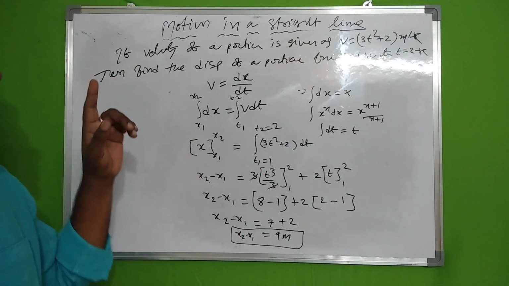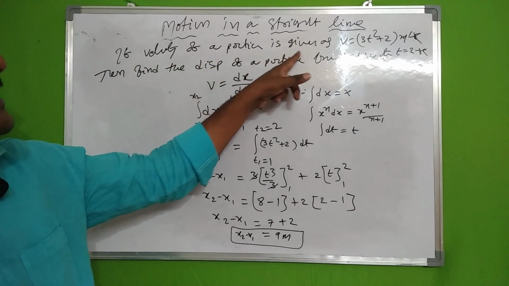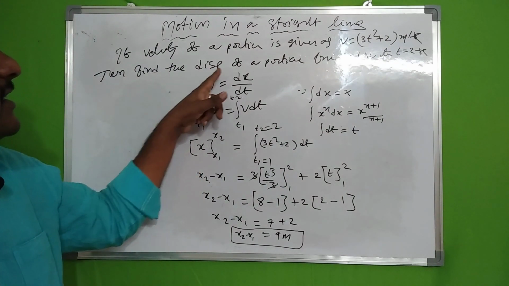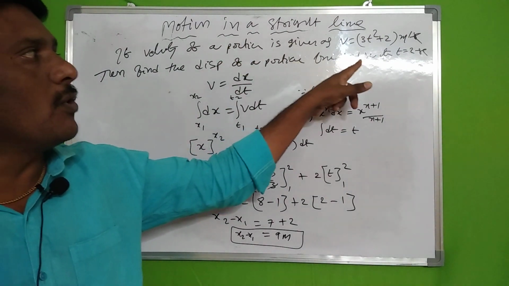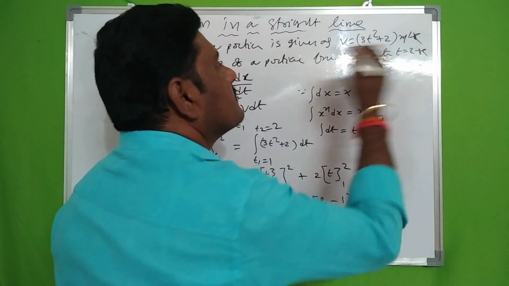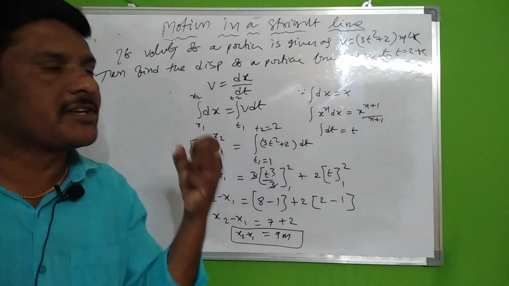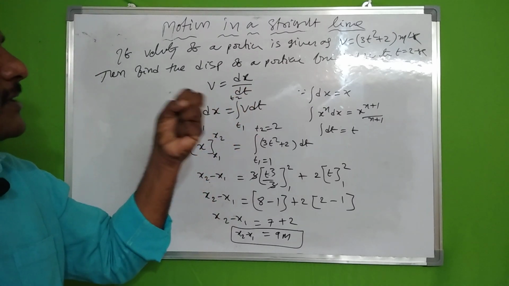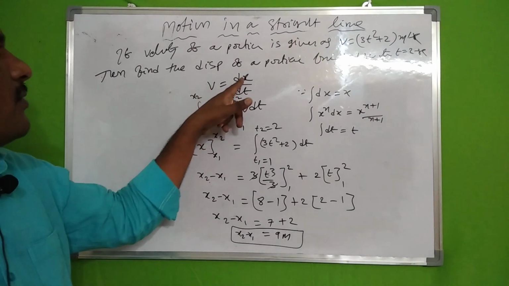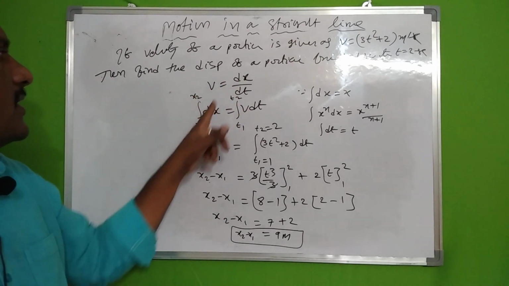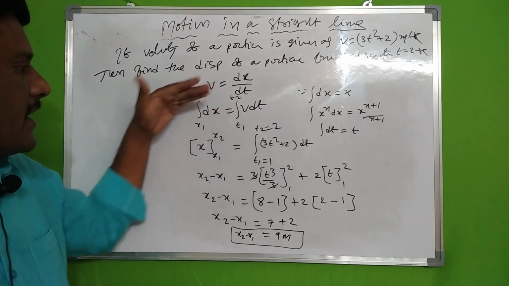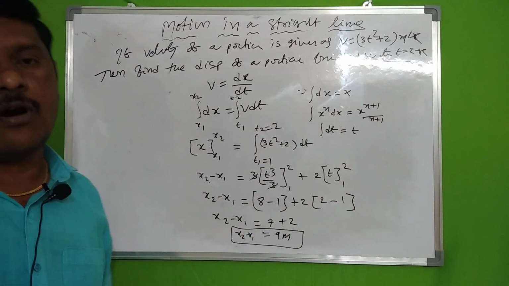Okay, clear? Once more, if the velocity of a particle is given as v equal to 3t square plus 2 meter per second, then find the displacement of a particle from t equal to 1 second to t equal to 2 seconds. Here limits are highlighted. So a particular instant of time is nothing but instantaneous velocity. So according to the statement, v equal to dx by dt, we can write dx equal to v into dt, and according to the statement limits are given, we can apply them.